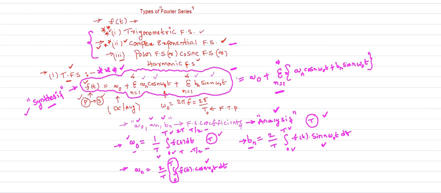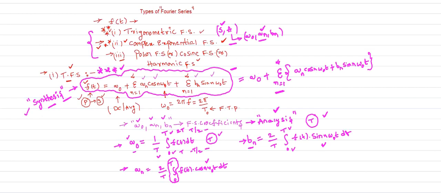In each and every expansion, you have to remember two equations: one is the synthesis equation, another is the analysis equation. The analysis equation is nothing but finding the coefficients of the Fourier series. In the case of the trigonometric Fourier series, the coefficients are a0, an and bn. These three equations are called analysis equations. After finding these three coefficients, we substitute them in the equation of f of t, which is your synthesis equation.